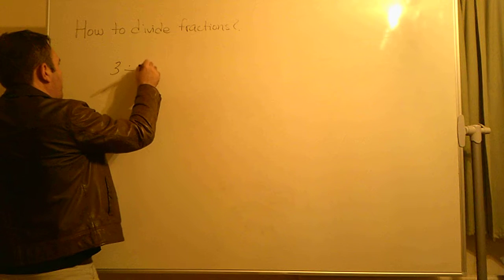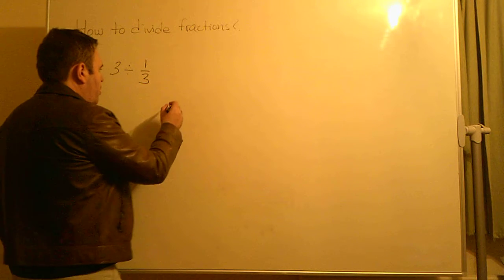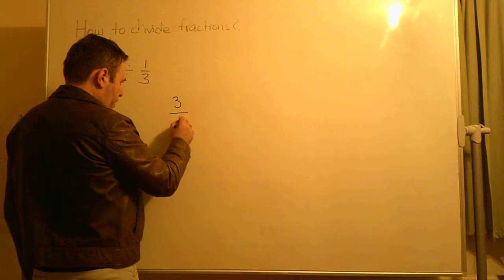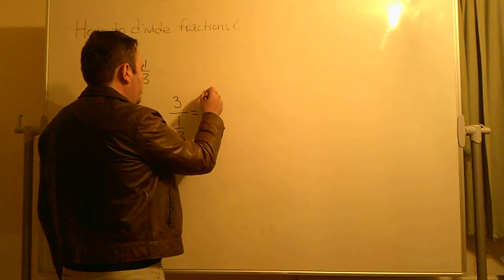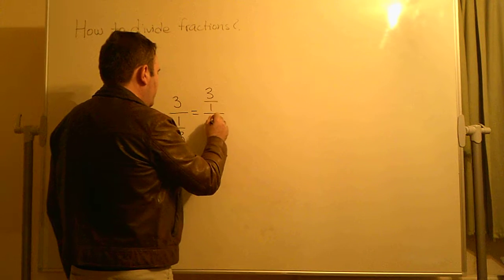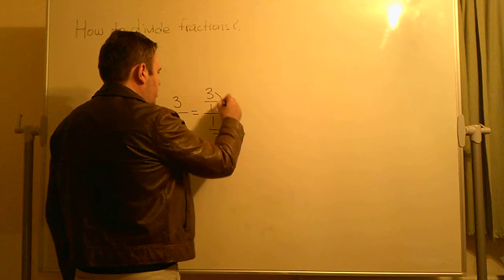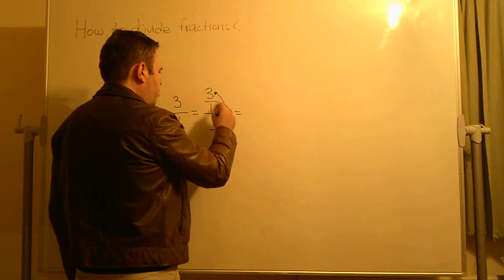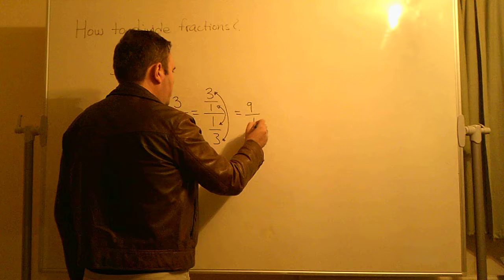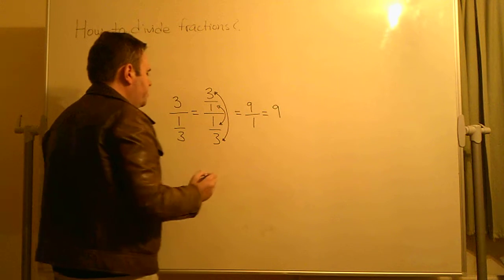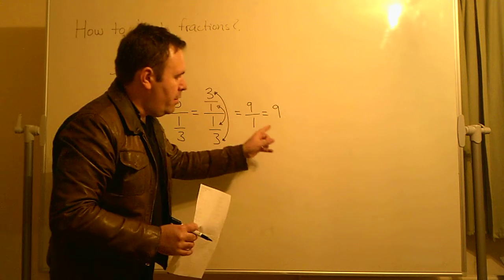Three divided by 1/3. Well, in order to do that, we write it down like this: 3 divided by 1/3. And then we remember that 3 is really equal to 3 divided by 1, and then we will have 1/3 here. Then we multiply these two, and then we would have 3 times 3 is 9, divided by 1 times 1, which would be 1. Then the final result is 9. So 3 divided by 1/3 turns out to be 9.